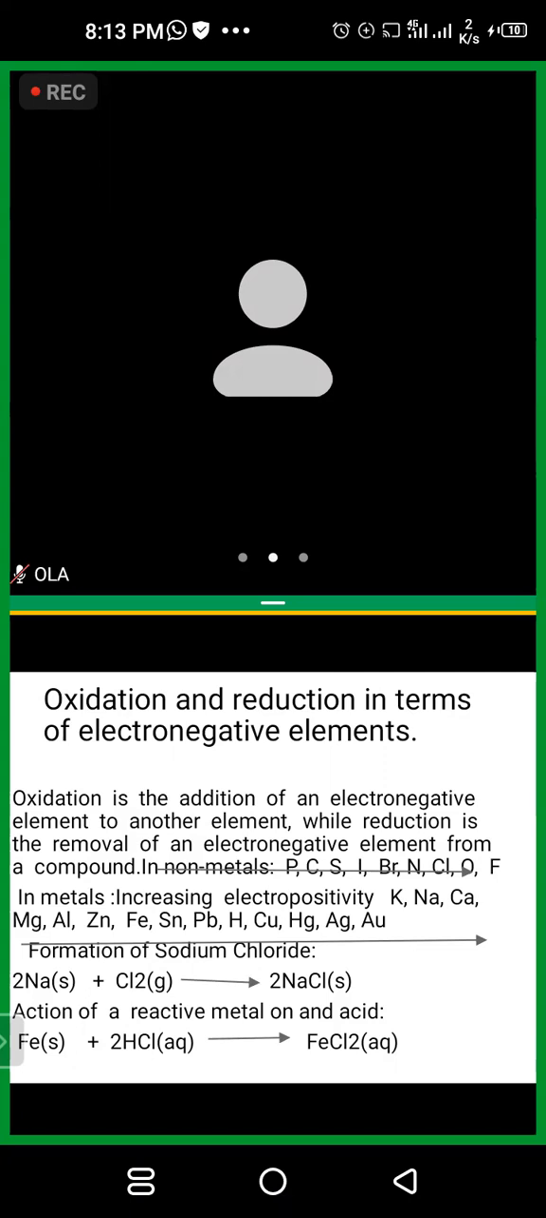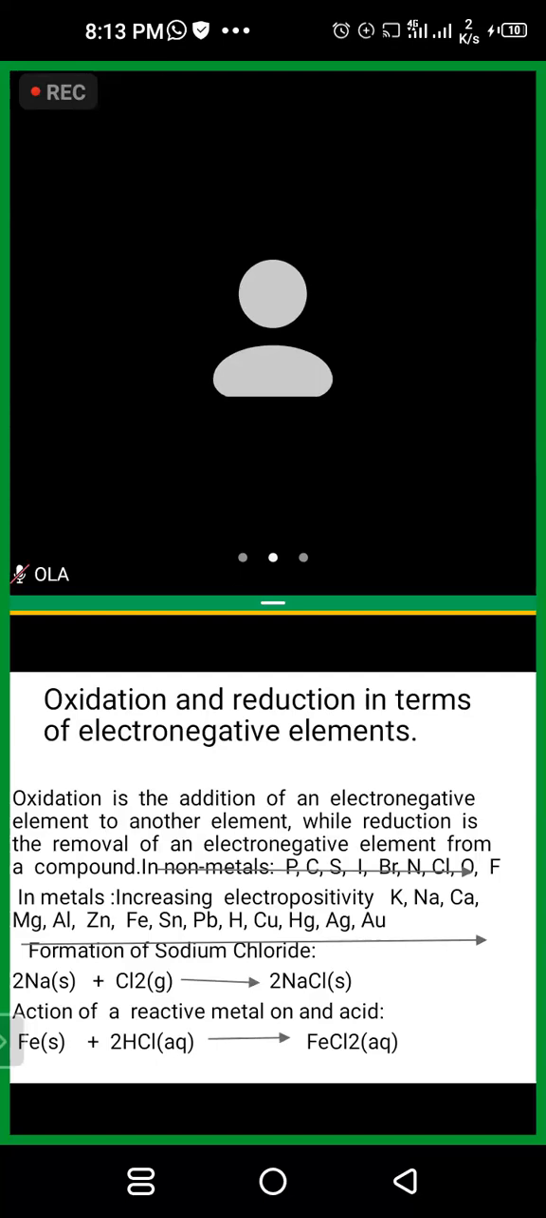Now, in metals, what we have is electropositivity, increasing electropositivity, because metals, that is group 1, group 2, group 3, can actually give out electrons from the outermost shell. So there we have potassium, sodium, calcium, magnesium, and the rest. So that shows increasing electropositivity from potassium to gold and silver, that's Ag and Au.